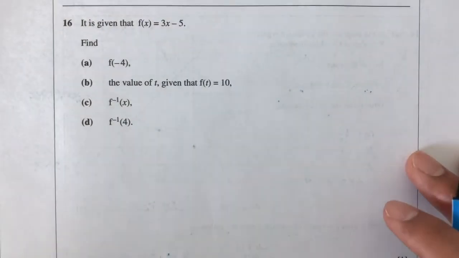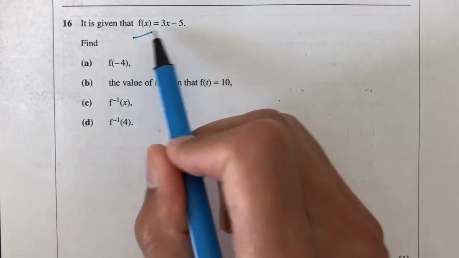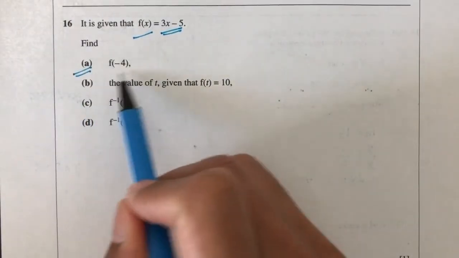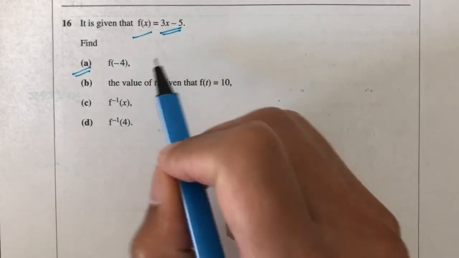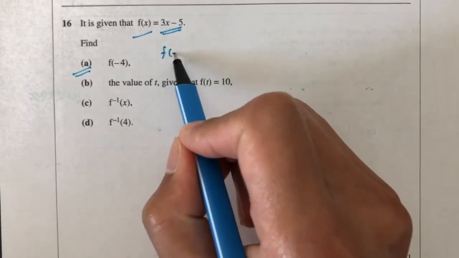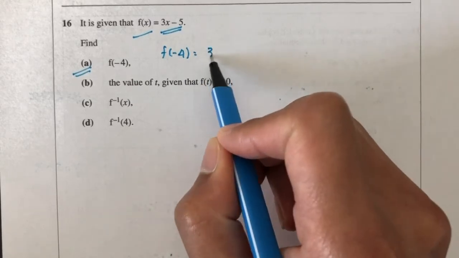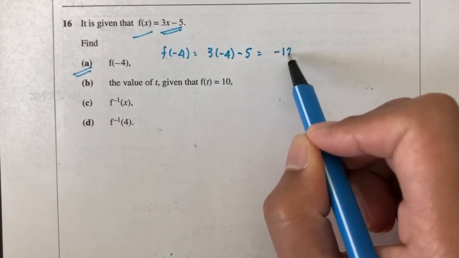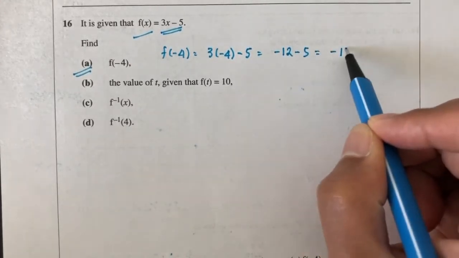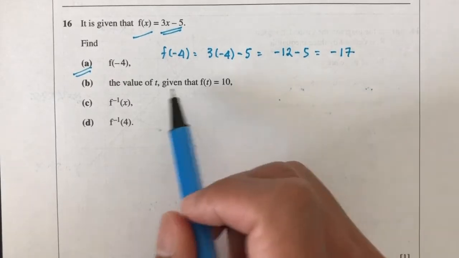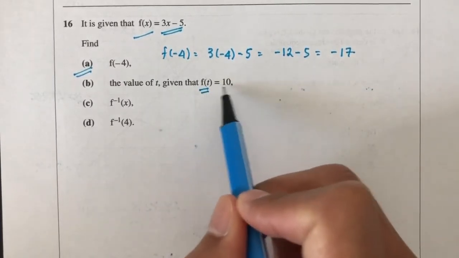Now question 15, we have f of x, which is a function of x, equal to 3x minus 5. Now part 1, find f of minus 4. You have to replace the value of x by minus 4. So f of minus 4 equals 3 times minus 4 minus 5. That will be minus 12 minus 5, which is minus 17. That's your first answer.